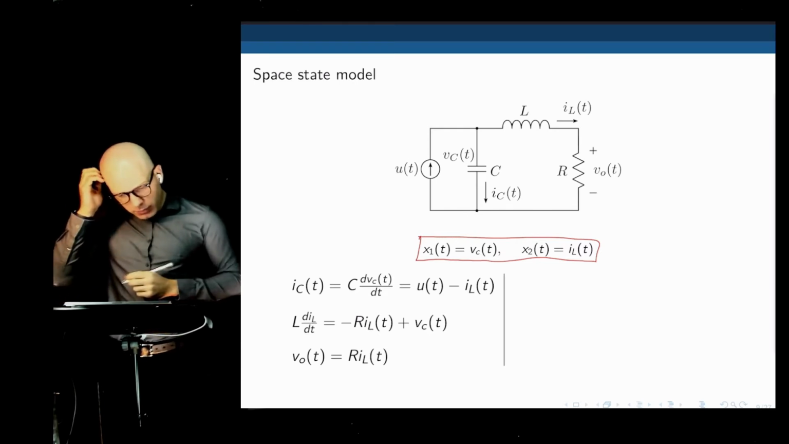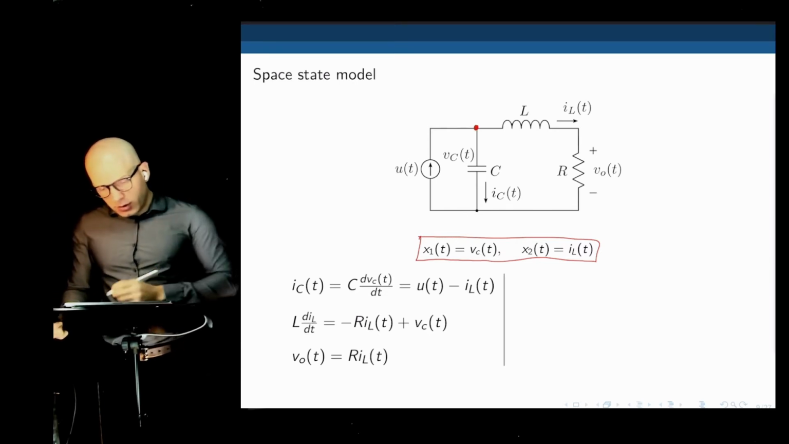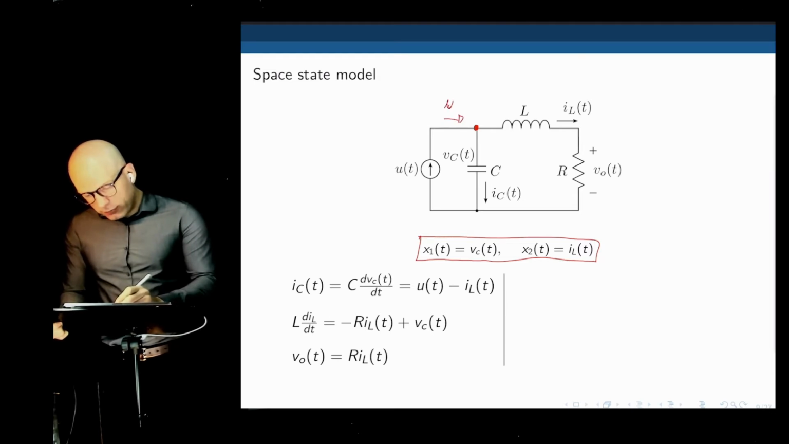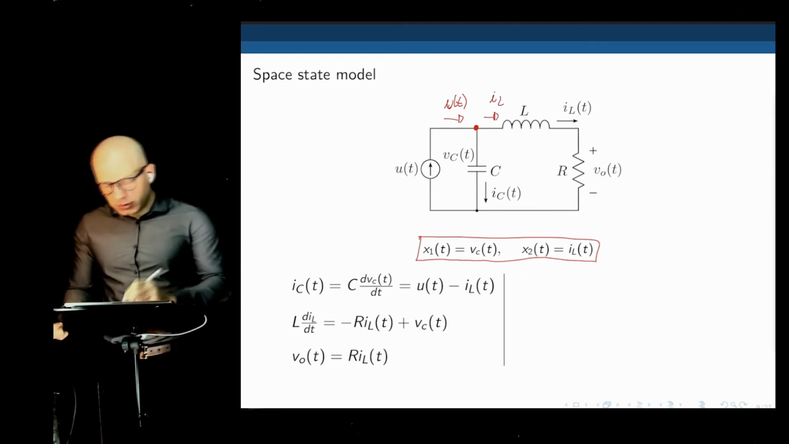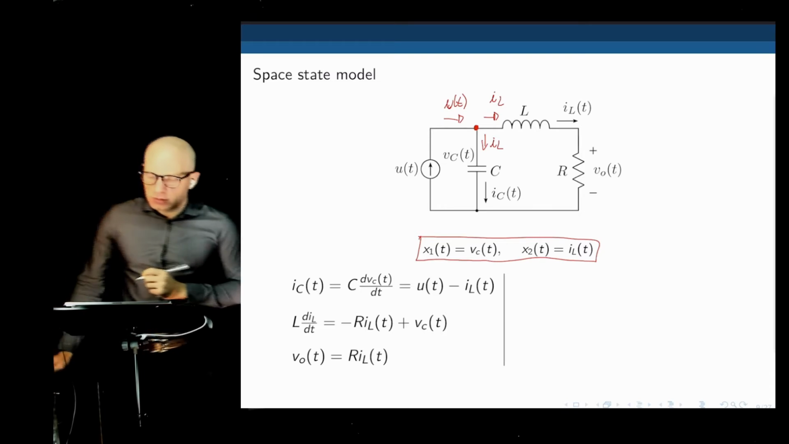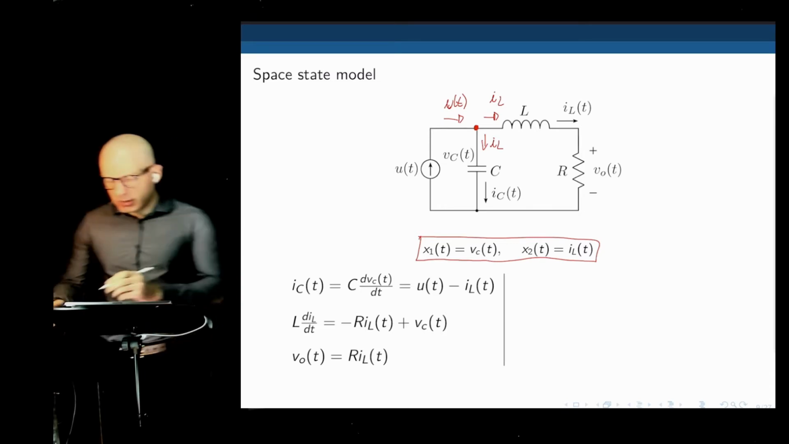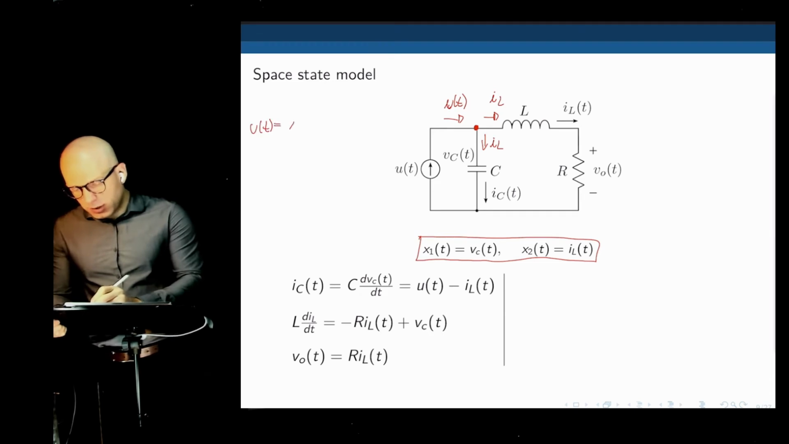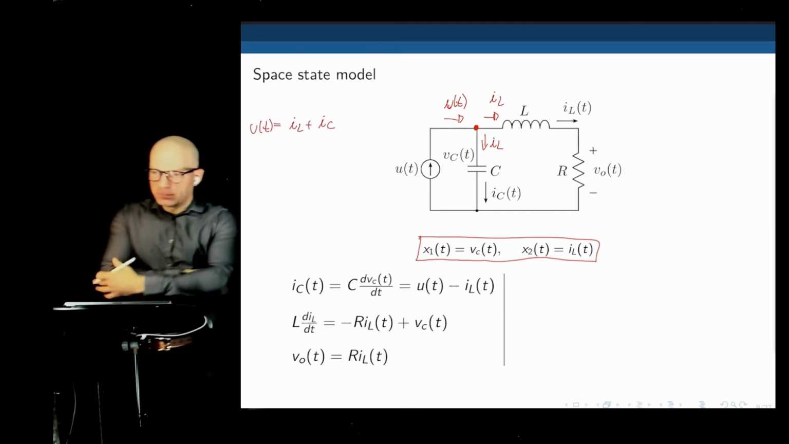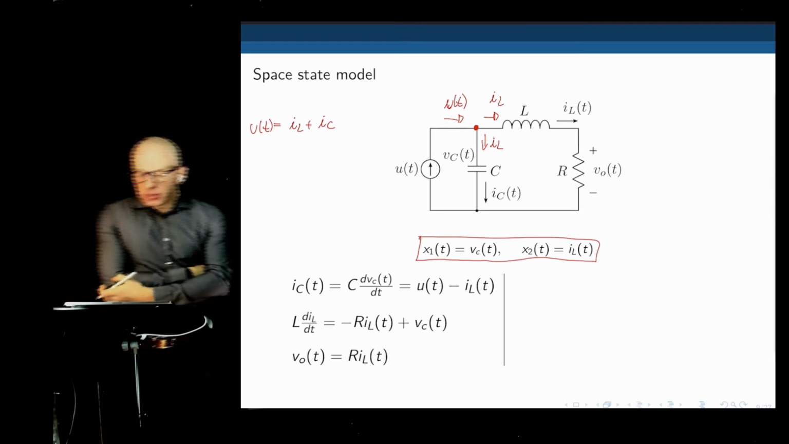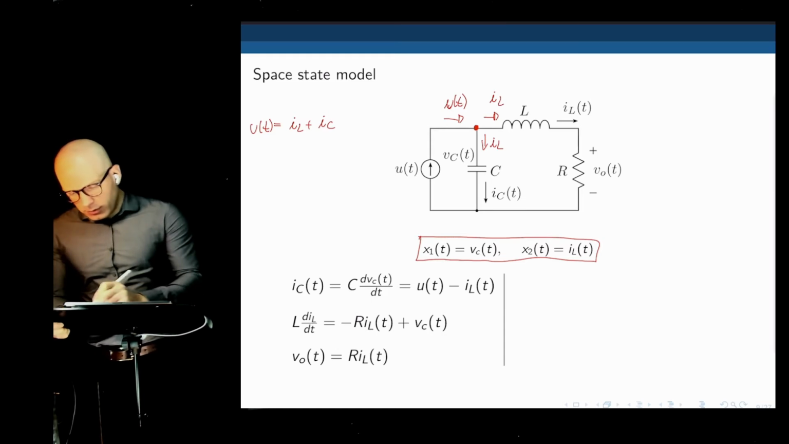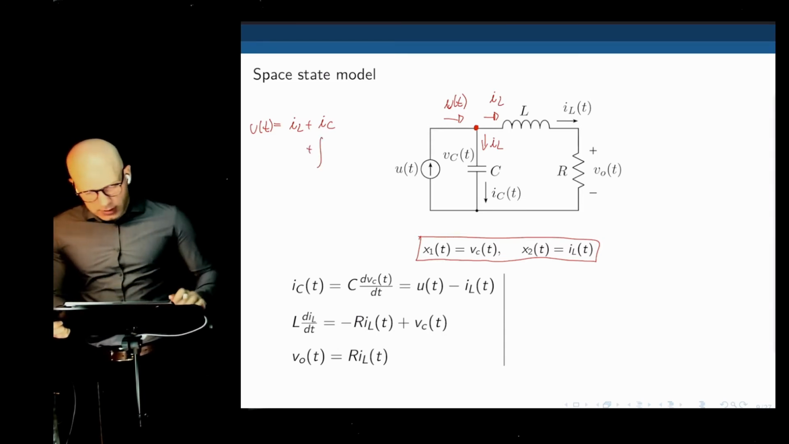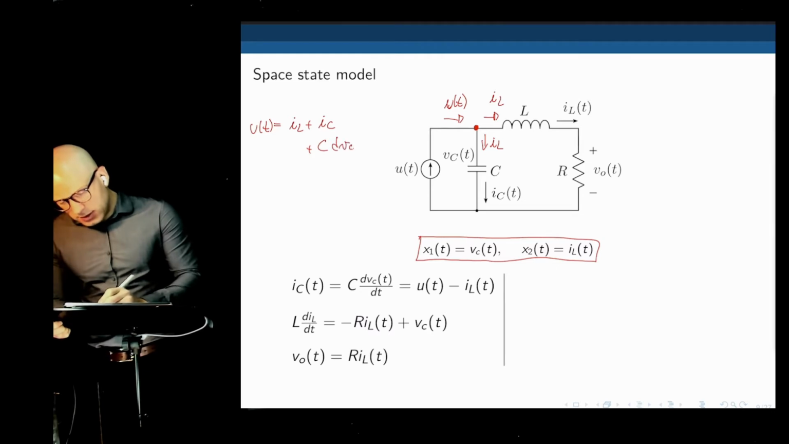So we can start to analyze the circuit from this point here. From this point, you have the current U of t going in, and you have IL going through the inductor, and we have a current going down the capacitor, that's IC. So we can write that as U of t equals IL plus IC. IC is not one of our states, so we need to get rid of it. But VC is one of our states. So what is the current through the capacitor? Isn't that C times dVc dt?